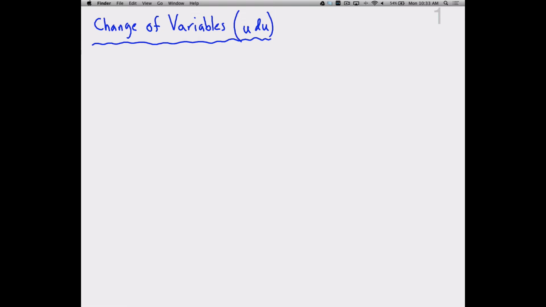Okay, so today we're talking about change of variables, commonly referred to as u-du substitution. This is one of the tools that we have that allows us to solve integral problems that we couldn't normally solve, because we don't have a chain rule, we don't have a product rule, we don't have a quotient rule.